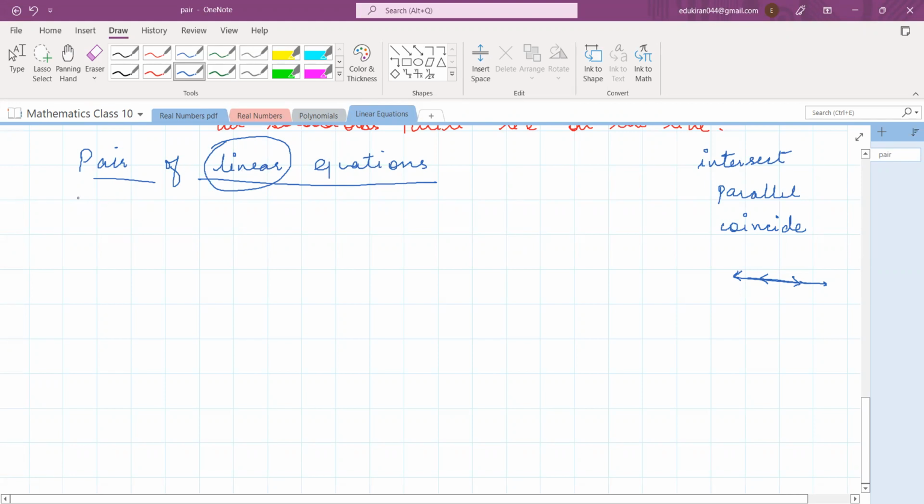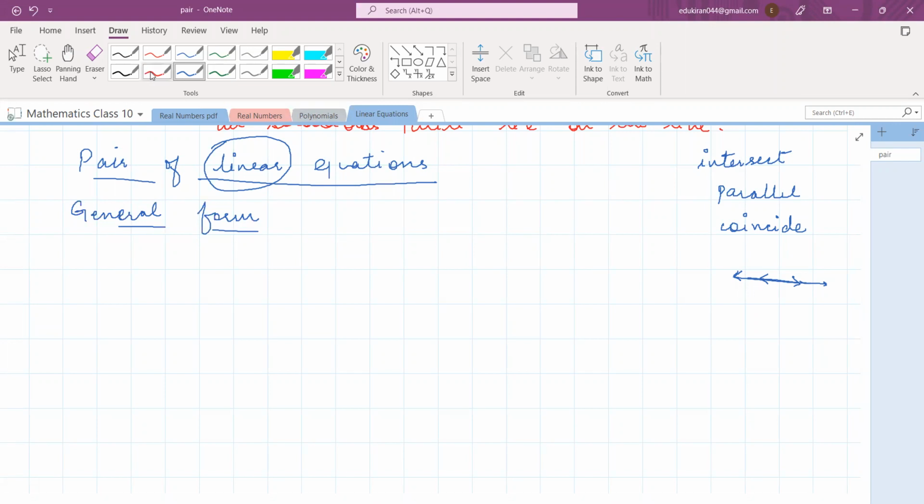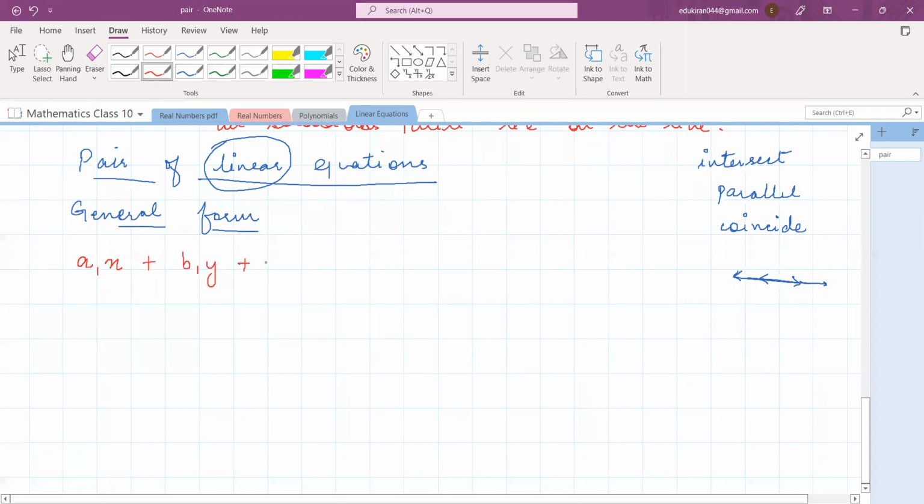So I'm just writing what is the general form, because whatever formulas and results are there, we often write them in the general form. So we will write the equation in general form first of all. It looks like this: a1x plus b1y plus c1 is equal to 0. This is the first linear equation in two variables. Then the other is obviously a2x plus b2y plus c2 is equal to 0.